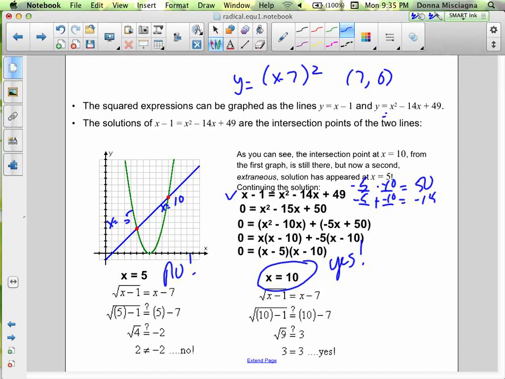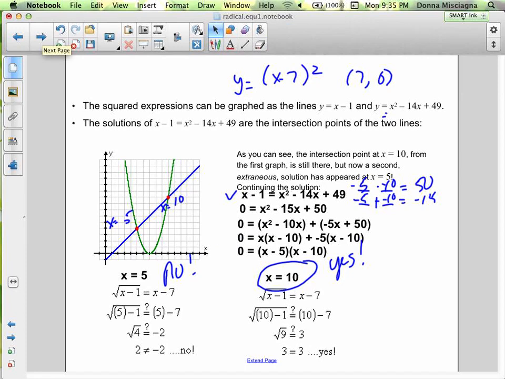Now we have to factor out the x. The greatest common factor for x squared and negative 10x would be x. If we divide both of those by x, we have x minus 10. The greatest common factor for negative 5x and 50 would be negative 5, and so we have x minus 10. So the repeating x minus 10 is one factor, and what we pulled out is the other factor, x minus 5. So we have two solutions now, x equals 5 and x equals 10.